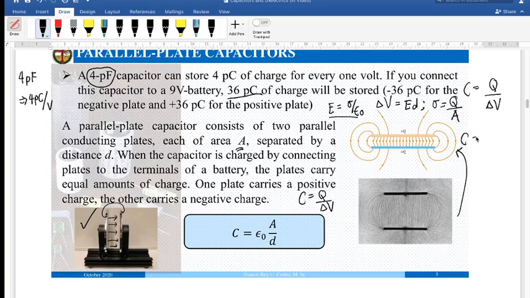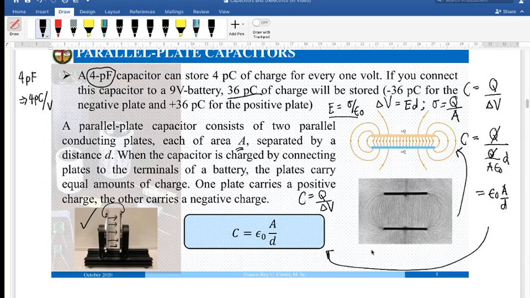So we have C is equal to Q, then delta V is ED, but E is sigma over epsilon sub naught, and sigma is Q over A. So we have Q over A, then epsilon sub naught, then D, because of the voltage. Cancel Q, and what's left is epsilon sub naught A over D. So this is the expression.